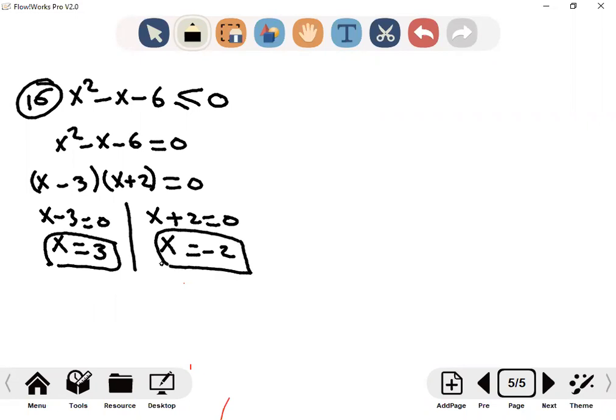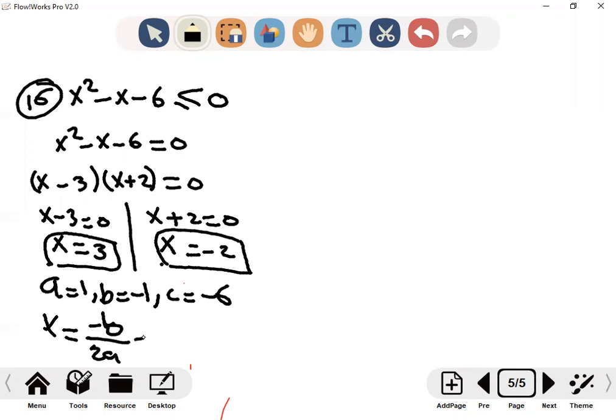Now I need to prepare my vertex, right? Find what? The axis of symmetry and then the vertex. Prepare a, b, c: a is 1, b is negative 1, and c is negative 6. Prepare the axis of symmetry: minus b over 2a, which is minus negative 1 over 2 times 1. This is equal to half.